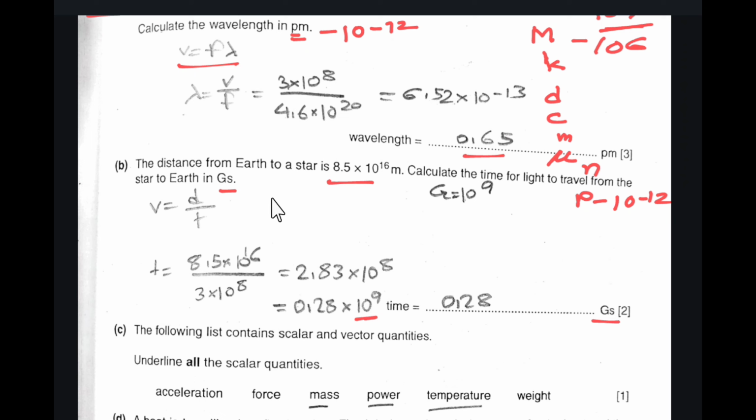For light, we know that it is an electromagnetic wave, so its speed is 3.00 × 10^8 meters per second, and we know the distance, that is 8.5 × 10^16 meters. After substituting the values in v = d/t, so t = d/v, we get our answer as 0.28 × 10^9, that is giga. So 0.28, correct to two significant figures, is our final answer.